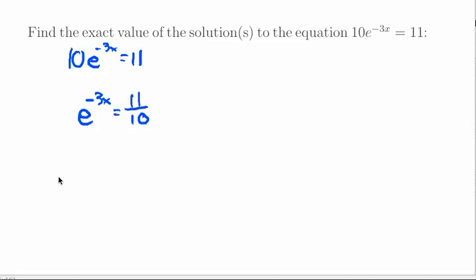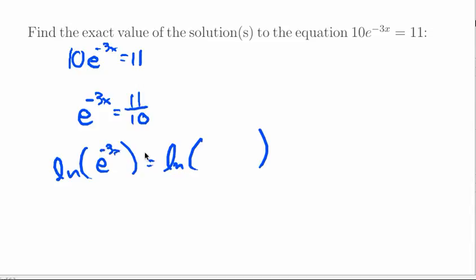And now I can apply the natural logarithm to both sides. I'll just write the skeleton of that, applying natural logarithm to both sides. So e to the negative 3x and 11 tenths. And then on the left-hand side, I'm going to use a cancellation property that we saw back up in problem 2. Natural log of e to the anything, to the negative 3x, is just the anything. So I have negative 3x, after canceling the natural log and e, equals ln of 11 tenths.